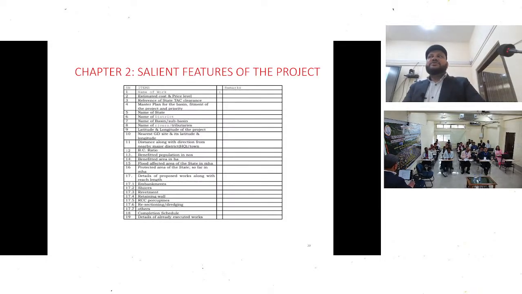Then the second chapter should be salient features of the project. These are just taken from that guideline only. Name of the project, estimated cost and price, so that if it goes to a very high official who has very little time, he can look at only these things. What are the main things? What is the BC ratio? What are the costs? Whether it has TAC clearance or not? These are the main things that remain in the salient features of the project.